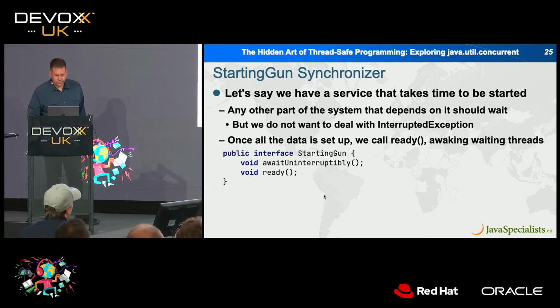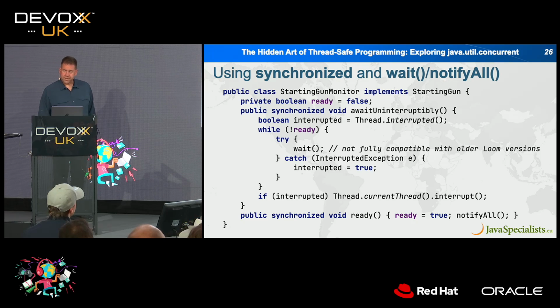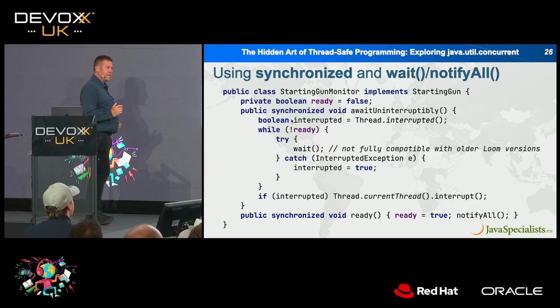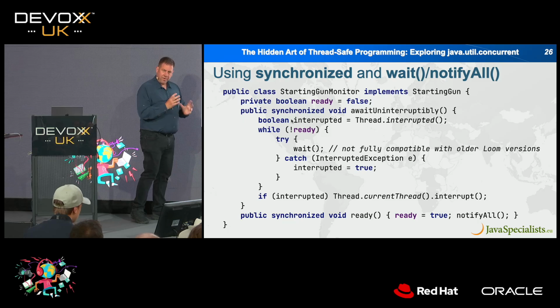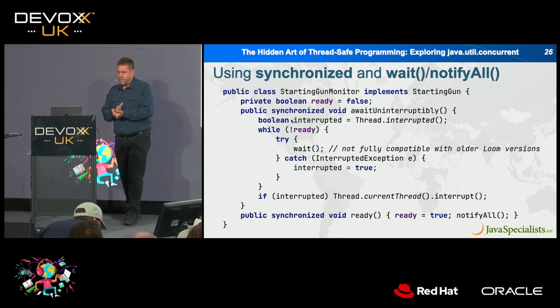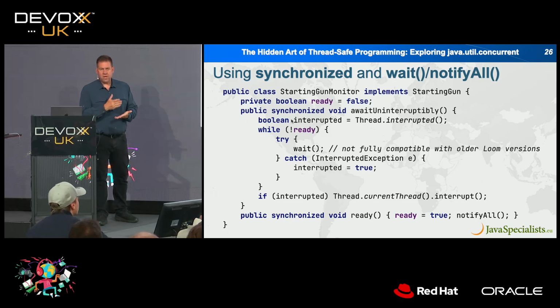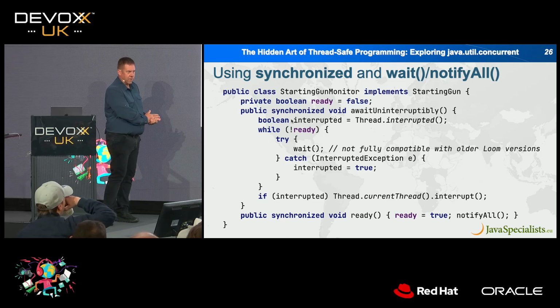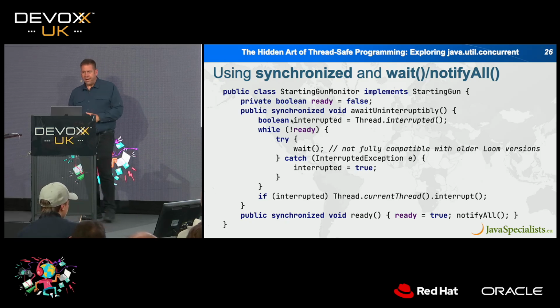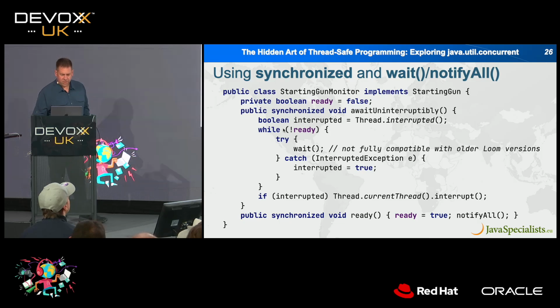All right. Different ways we could do it. One way is like this, using synchronized. So I'm saying private boolean ready equals false. I make a synchronized method awaitUninterruptibly. I start the method by getting the current state, Thread.interrupted, but that as a side effect also sets it to not interrupted anymore. So it resets the interrupted flag, and I remember that, and then I say, while not ready, I try and wait.